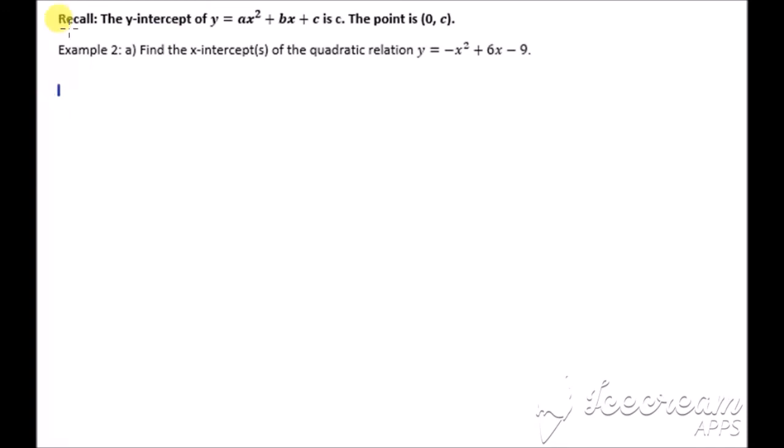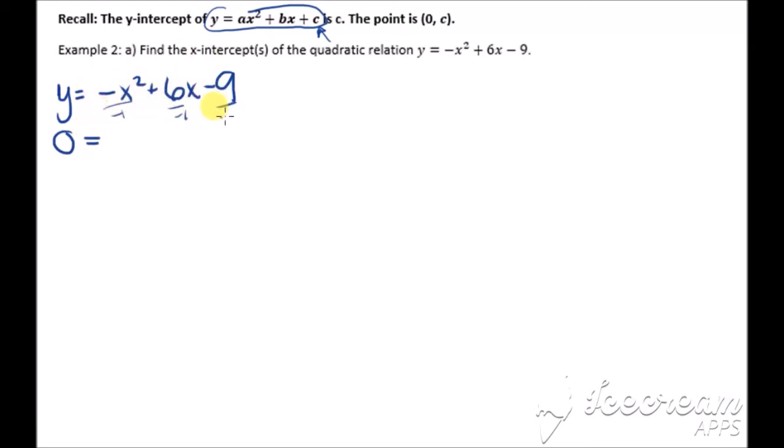Let's recall the y-intercept of a quadratic equation in standard form, so expanded form here, is c. So this point right here. So the point is (0, c). Okay, example 2. Find the x-intercepts of this quadratic relation. So let's go y equals -x squared plus 6x minus 9. So in order to start this, we're going to set it equal to 0, and I'm going to actually start it already. So I'm going to common factor out a -1.